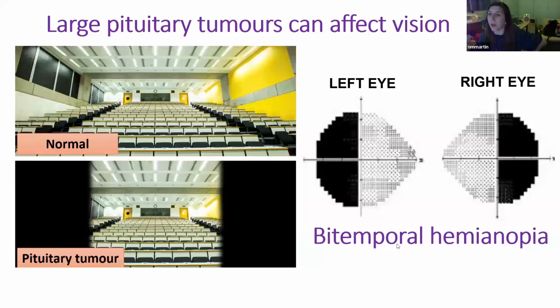And we call that a bitemporal hemianopia. Hemi is half, you've lost half of the visual field, and bitemporal because temporal is this outside part of it, as in a temporal bone here and a temporal lobe. So that's why it's called bitemporal hemianopia. And again, you might have seen words like that on your clinic letters in the past or recently.